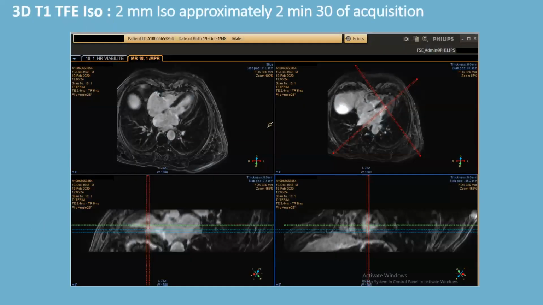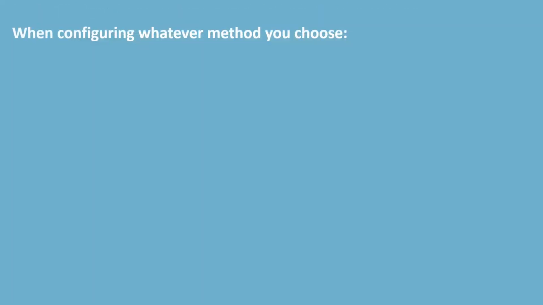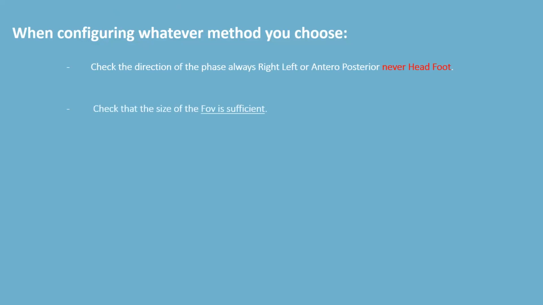Here we can see the image of the 3D T1 turbo field echo ISO. It's an image acquisition of approximately 2 minutes 13 in order to have an isotropic resolution in the 3 planes of 2 millimeters. Whatever method you choose, also check the FOV, check the placement of the volume, and check the electrocardiogram.